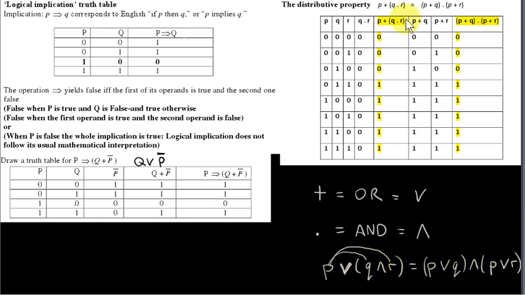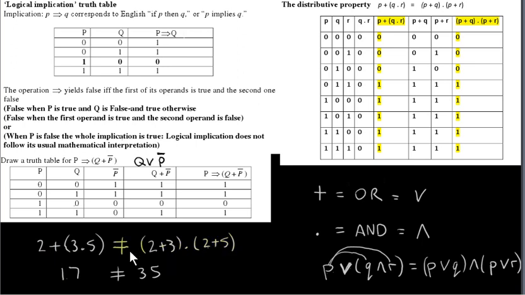So this is the other notation, but this notation here, which looks like the notation for adding and multiplying of numbers, does not actually hold. If we take any number, say 2, and add it on to 3 times 5, that's not equal to 2 plus 3 multiplied by 2 plus 5. So here P is 2, Q is 3, R is 5, and we have P plus Q multiplied by P plus R. Working this out, we get 17 here and 35 here, so they're not equal.